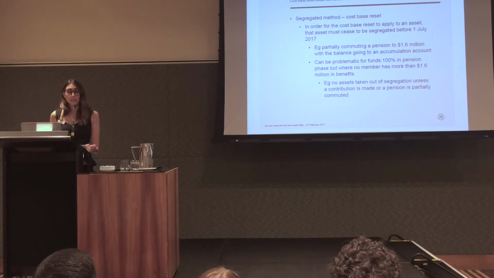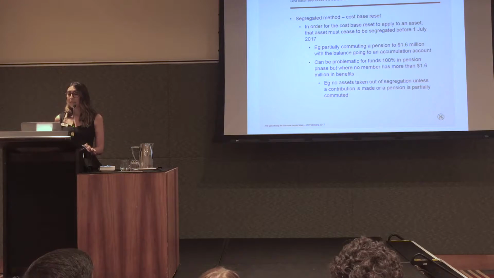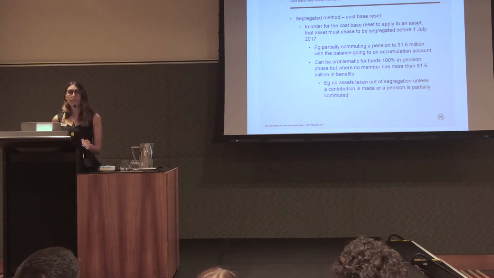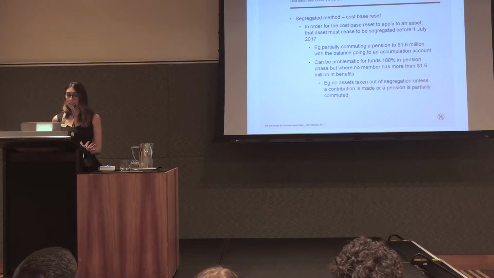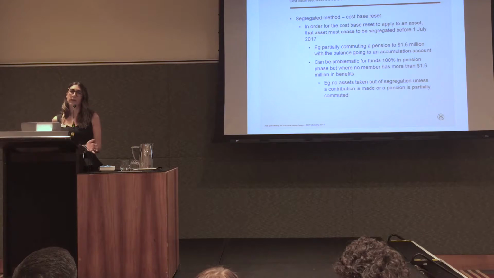So in order for the cost-based reset to apply to an asset under the segregated method, that asset must actually cease to be segregated before 1 July 2017. So an example of doing this would be to partially commute the pension back to 1.6 and the balance would go to accumulation account. So this can actually be problematic where you've got a fund that's 100% in pension phase, but no member has more than 1.6 million. So you don't actually have to do anything as at 30 June, but you will have to if you want to access a cost-based reset.